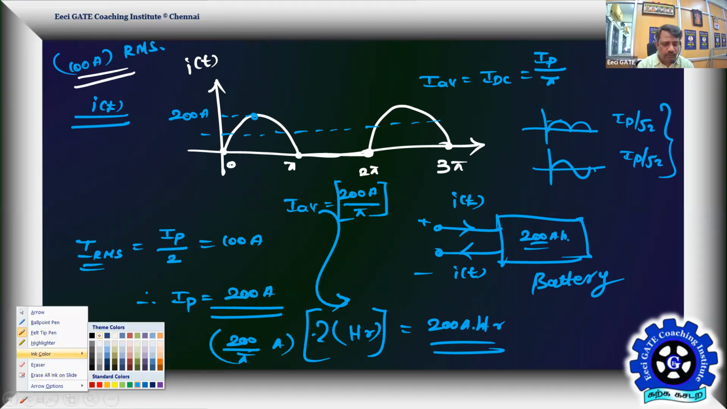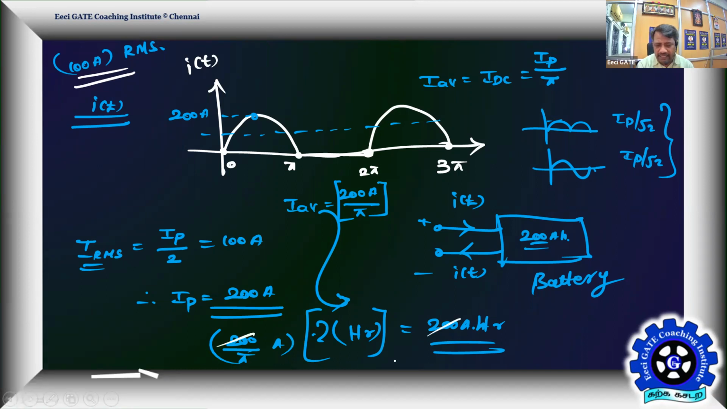So then the 200 will get cancelled. 200 amp will get cancelled. Then what is remaining? The T hours needed, the number of hours needed, is going to be pi hours. It's going to be pi hours. So the answer is this.